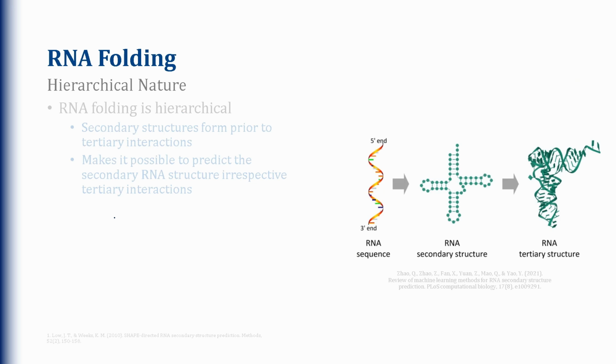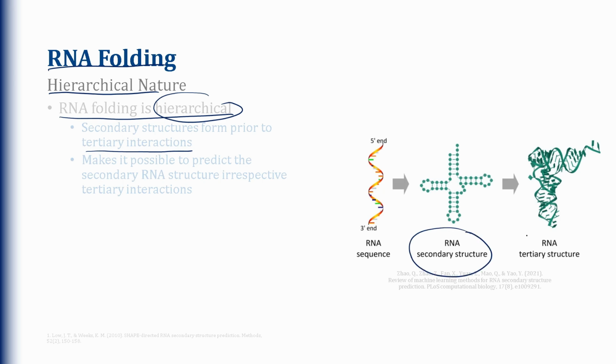The reason we can deduce the secondary RNA structure irrespective of the 3D structure has to do with the hierarchical nature of RNA folding. RNA folding is sequential, it's hierarchical. Secondary structures form prior to tertiary structures, and those hydrogen bonds, along with the stacking interactions, are stronger than the tertiary interactions that happen in the 3D structure. And so this makes it possible to predict the secondary RNA structure irrespective of the tertiary interactions.